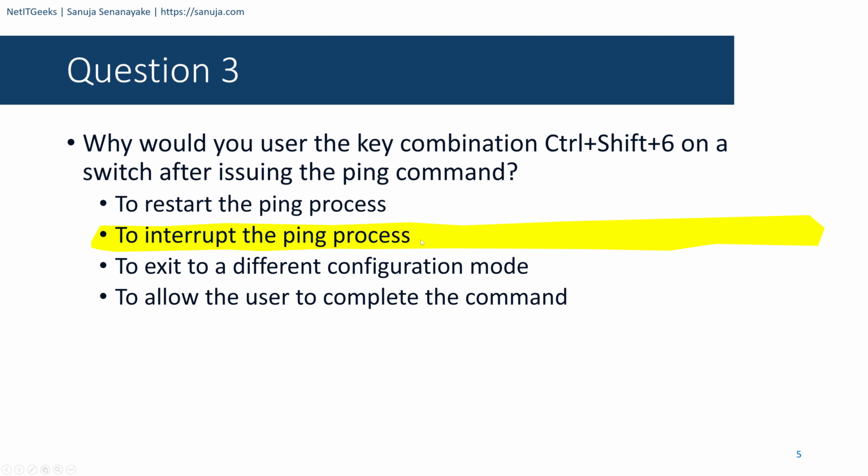to interrupt the ping process. This is one of those things that I didn't actually memorize or study for my exam. I did a lot of labs, to the point that in the back of my mind I know CTRL Shift 6 will interrupt the ping process when I'm working with Cisco devices. Whether it's a Cisco router or a Cisco switch, you can use CTRL Shift 6 to interrupt the ping process once you run the ping command.